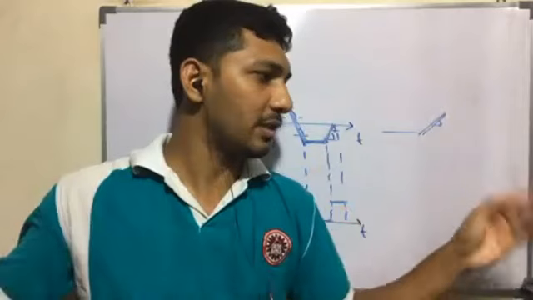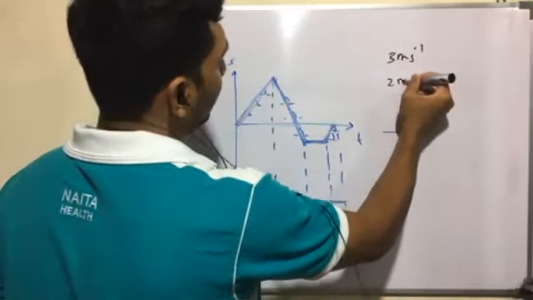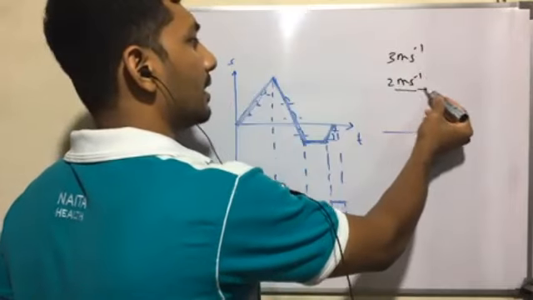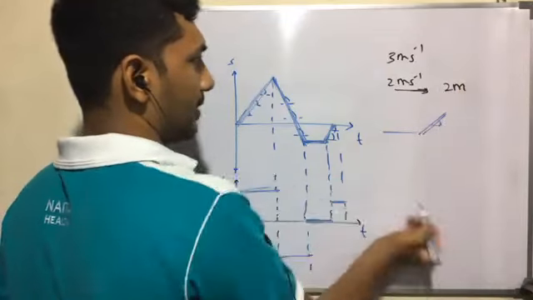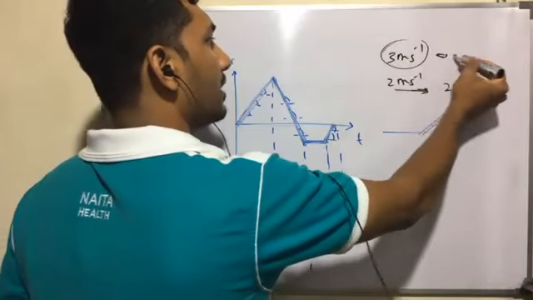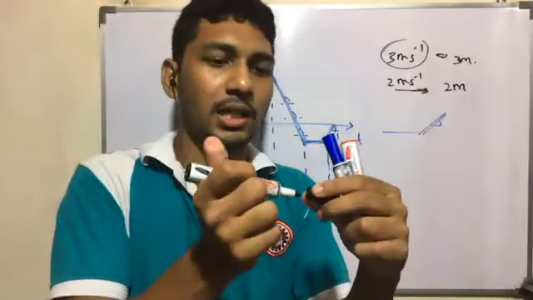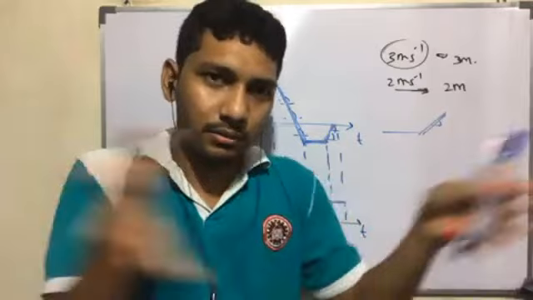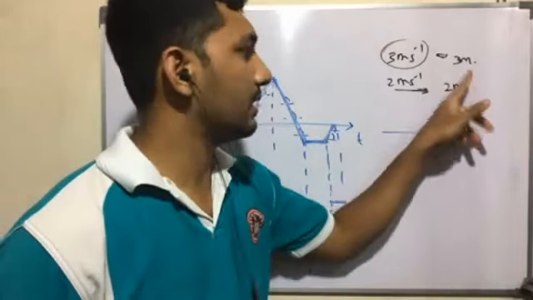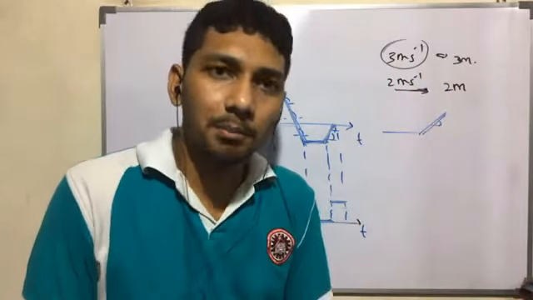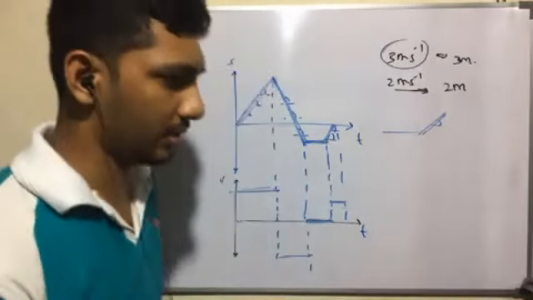The third answer is 3 m s^-1 and 2 m s^-1. So if you move for 1 second with 2 m s^-1, you move 2 meters, and with 3, you move 3 meters. So with those two, if you move towards each other, you will travel 5 meters towards each other. So this is the logical one. But you can apply a theory also here. That is called relative velocity. So let's discuss that.